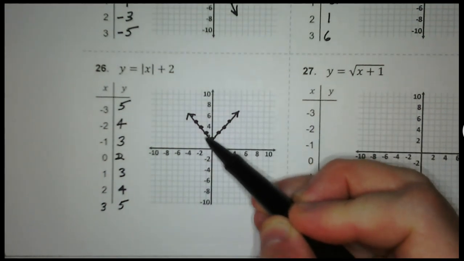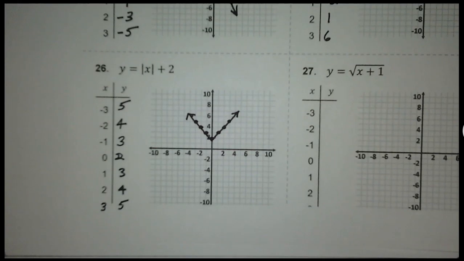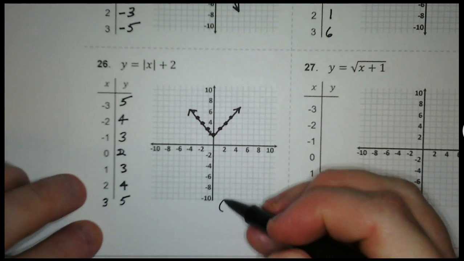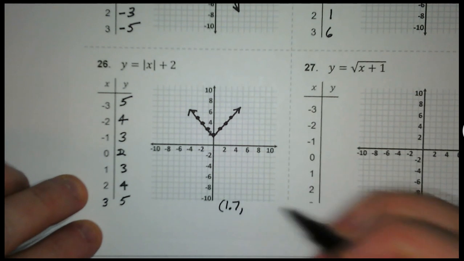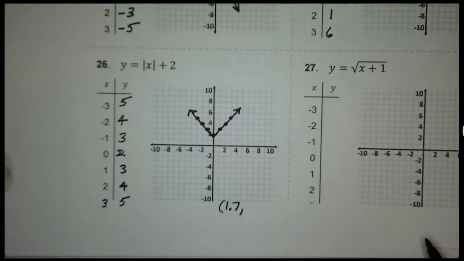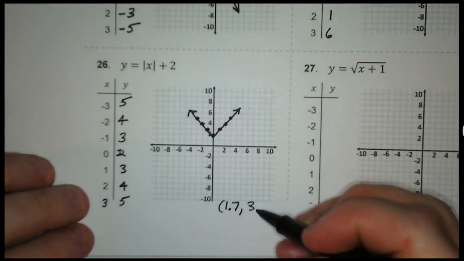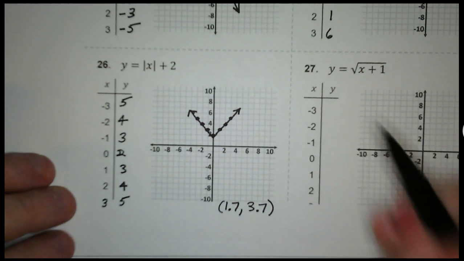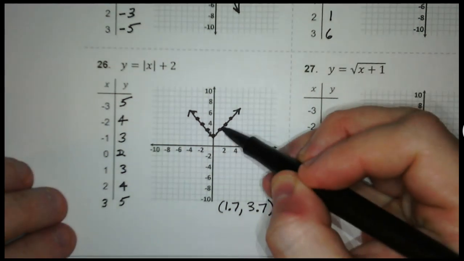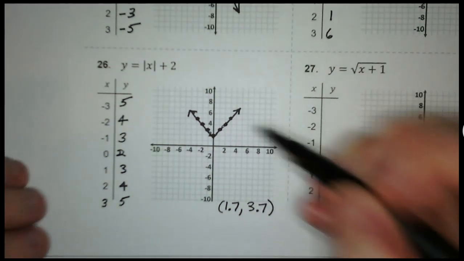There's a point somewhere on this graph that is 1.7 comma something. In fact, it's 1.7 comma 3.7. It's like right there or something. You know what I mean?